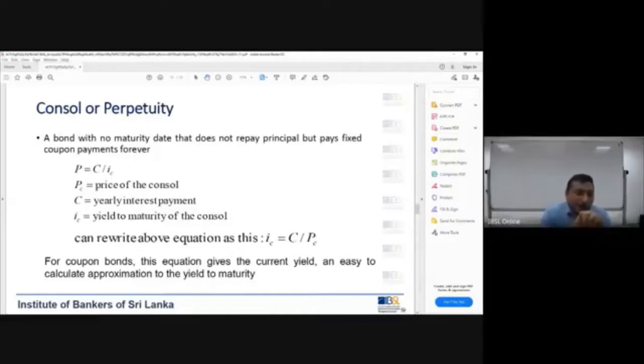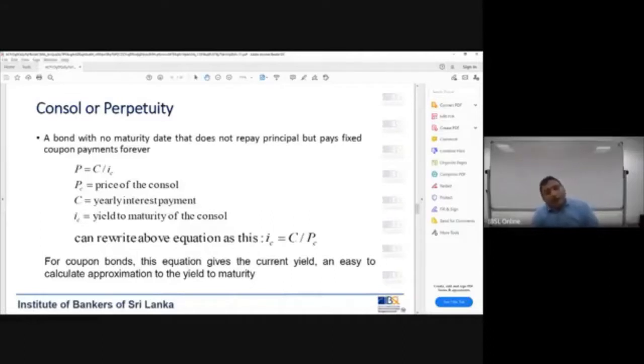If the market interest rates are again greater than the coupon, you know what the outcome is. Okay, so you can rewrite this equation in terms of i_c. i_c, the yield to maturity of a consol, is nothing but C over P, coupon over price. This is the same equation, current yield. If you wanted to compute the current yield, you see the coupon, you see the price of the bond, C coupon over price of the bond, you will see current yield, that is the interest rate. So the same formula can be applied for coupon bonds in finding out the current yield. Okay, it's an easy way to find out the approximation to the yield to maturity.